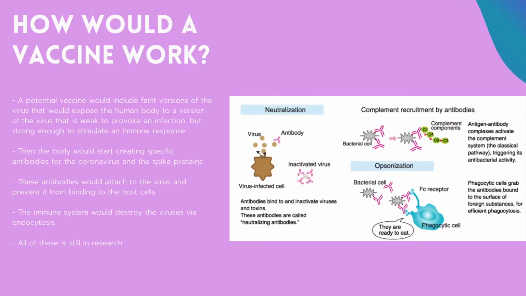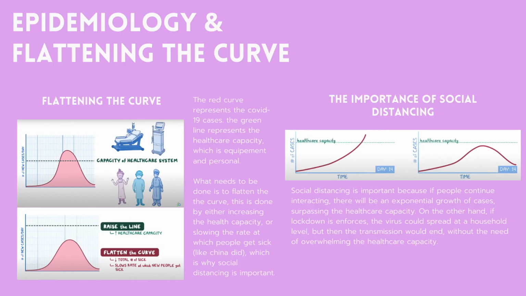How would a vaccine work? A potential vaccine would include faint versions of the virus that would expose the human body to a version of the virus that is weak to provoke an infection but strong enough to stimulate an immune response. Then, the body would start creating specific antibodies for the coronavirus and the spike proteins. These antibodies would attach to the virus and prevent it from binding to the host cells. The immune system would destroy the virus via endocytosis, and all of this is still in research.